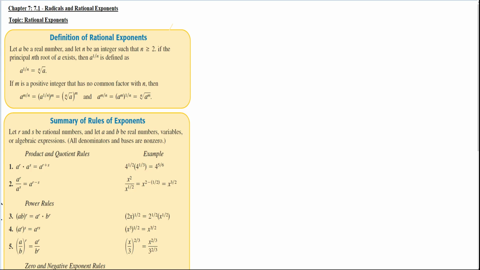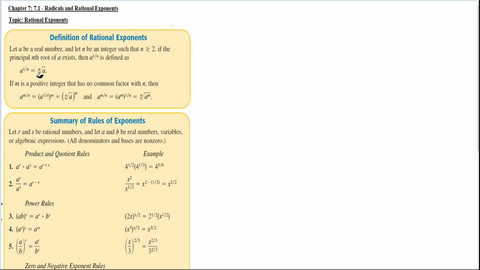The definition of rational exponents reads: if we let a be a real number and let n be an integer such that n is greater than or equal to 2, if the principal nth root of a exists, then a raised to the 1 divided by nth power is defined as a raised to the 1/n, which is equal to the nth root of a, okay?